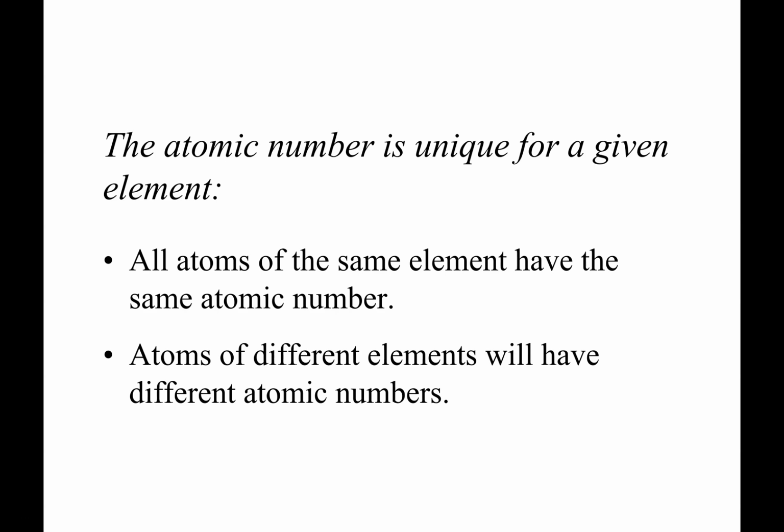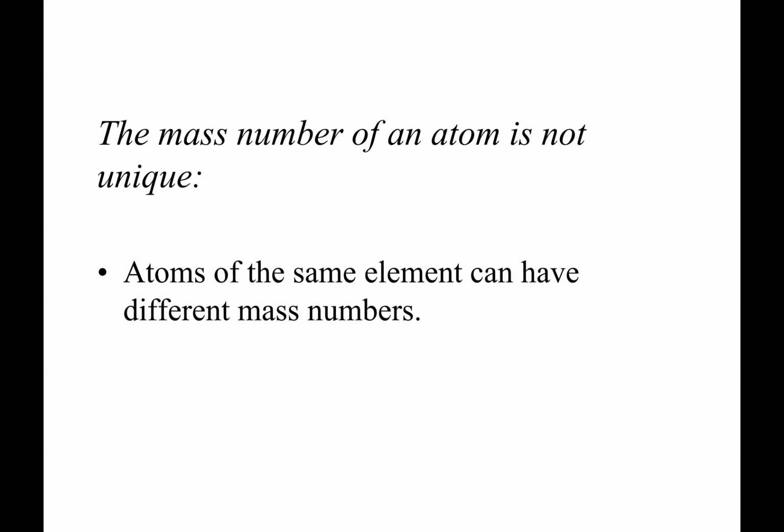So keep your eye on the ball. Atomic number, the variable Z, number of protons. Mass number, number of protons plus number of neutrons. They both weigh something. That's kind of why we call it the mass number. And it's a bit different here. Atoms of the same element can have different mass numbers.